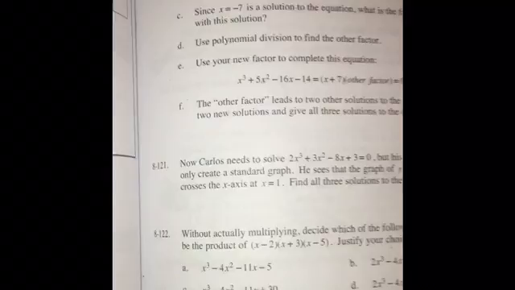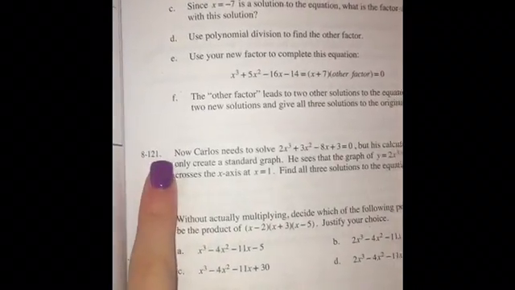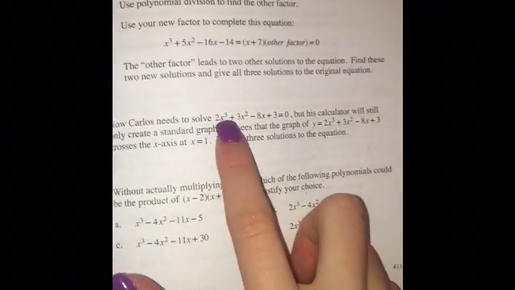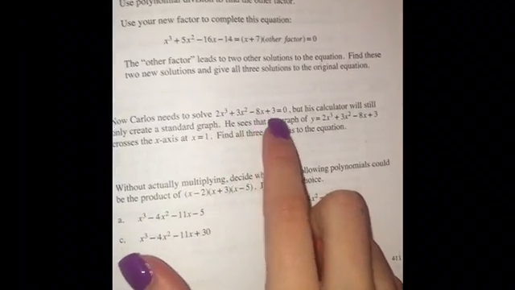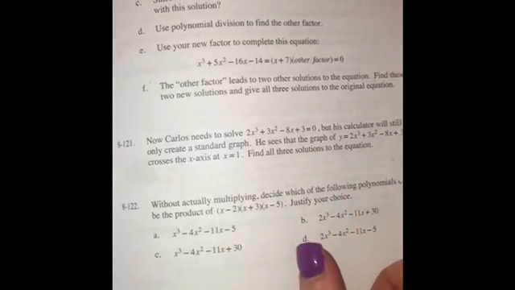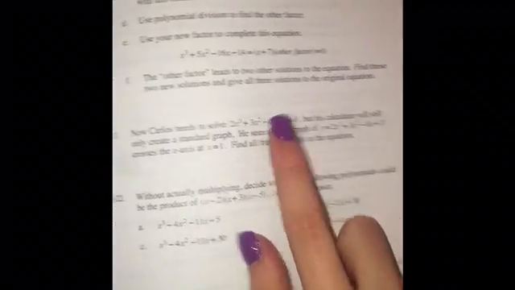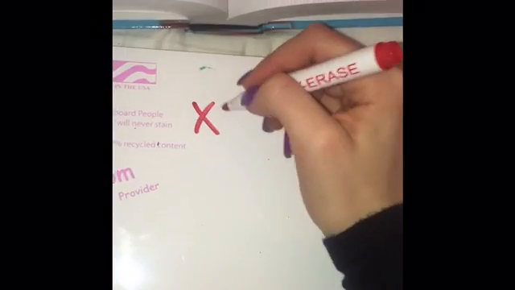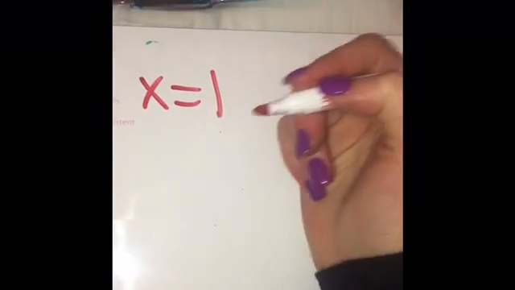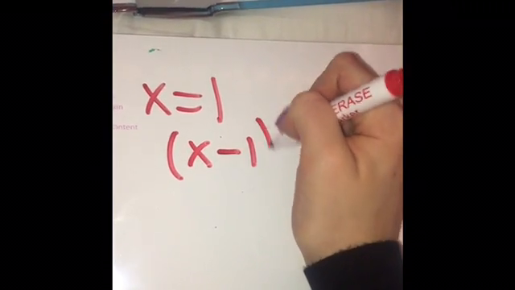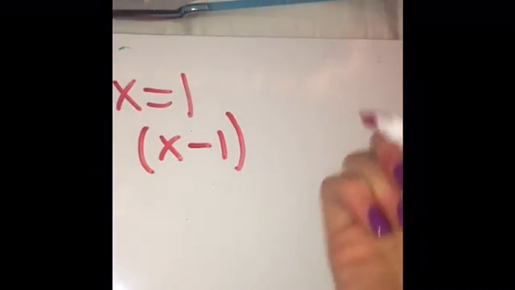So now we're doing 8-121, and Carlos needs to solve 2x cubed plus 3x squared minus 8x plus 3 equals 0. He graphs it, and he sees that it crosses at x equals 1. Just like in the last problem, for x equals 1 you do the opposite, so it'll be x minus 1. And that's what's going to go into your polynomial division.